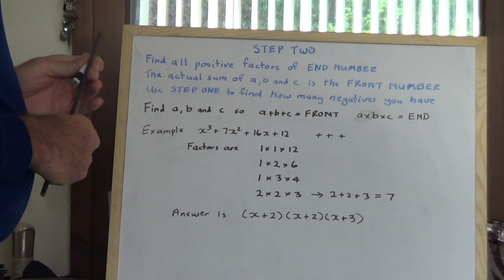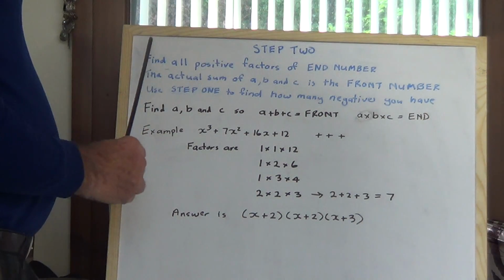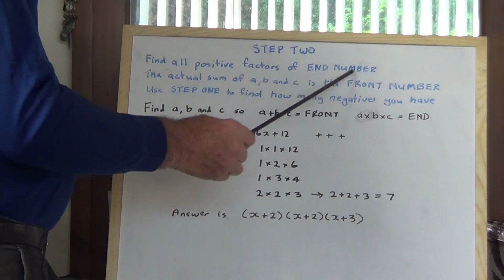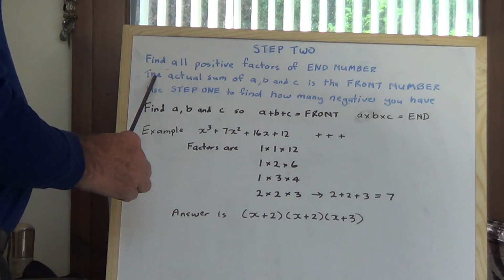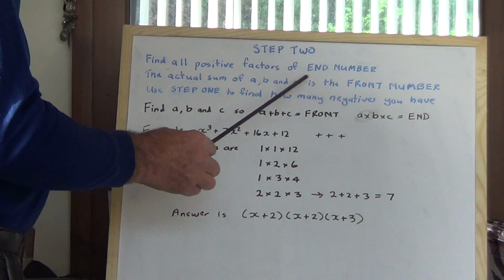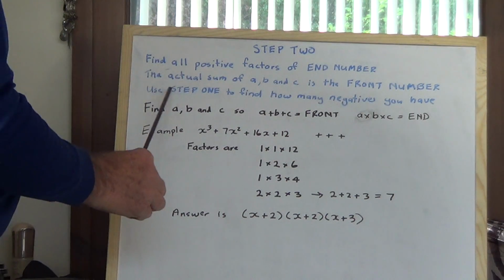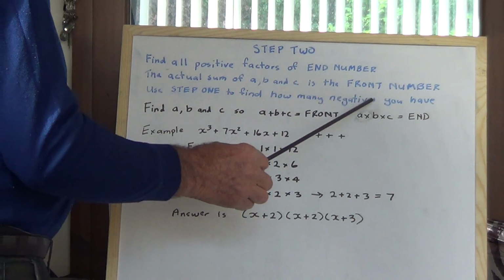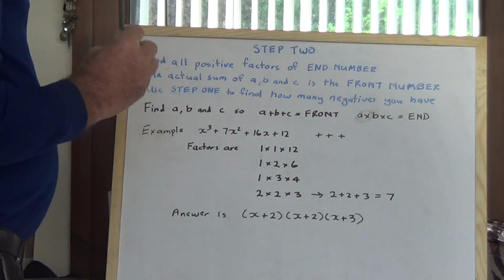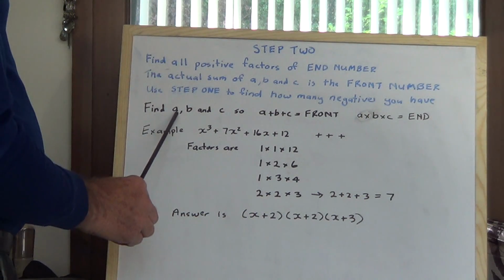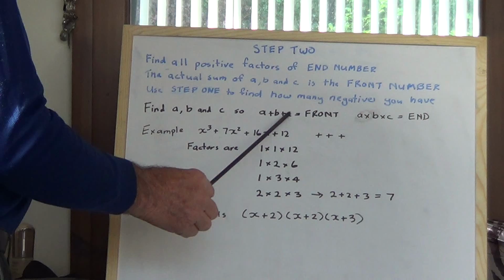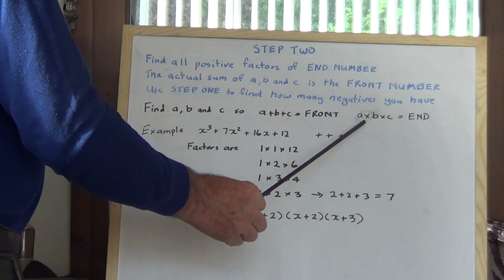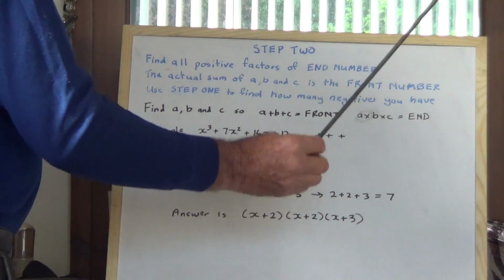But first of all, I have to do step 2. You find all the possible factors of the n number. The actual sum of A, B and C is the front number. We use step 1 to find out how many negative signs you have. And this is what we're going to do. We're finding 3 numbers that add together to give you the front number, and 3 numbers that multiply to give you the n number.